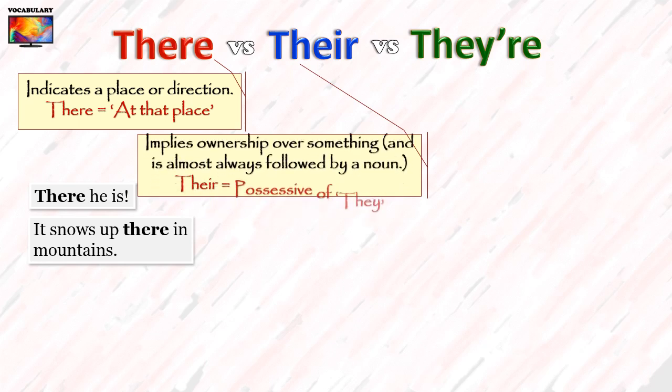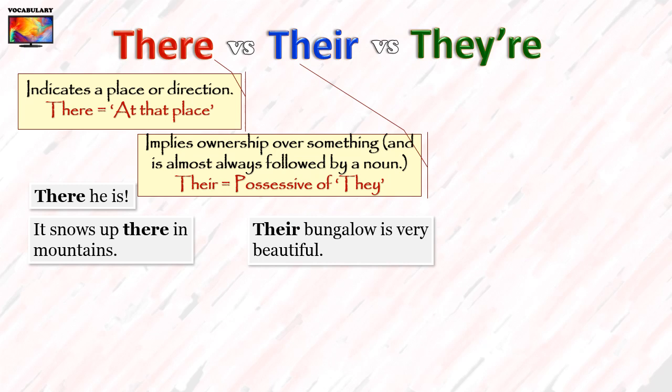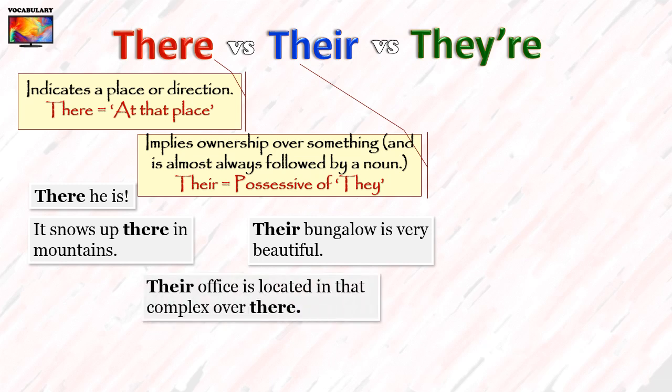Moving on to the second word, their is the possessive form of the pronoun they. This word implies ownership over something and is almost always followed by a noun. For instance, their bungalow is very beautiful. Whose bungalow? Their. Their office is located in that complex over there. We have both words in this sentence. In the first case, an ownership over office is implied, so we used THEIR. In the second case, we are pointing towards the direction of the office complex, so we used THERE.